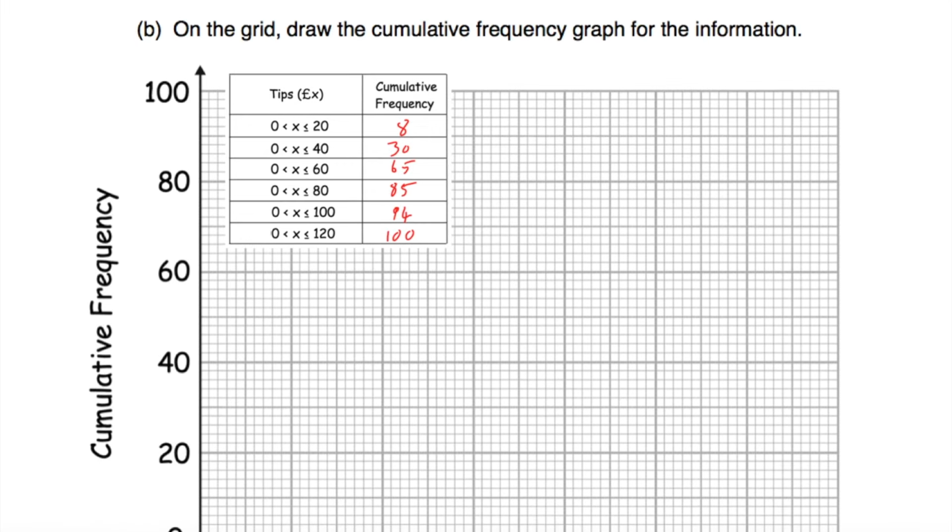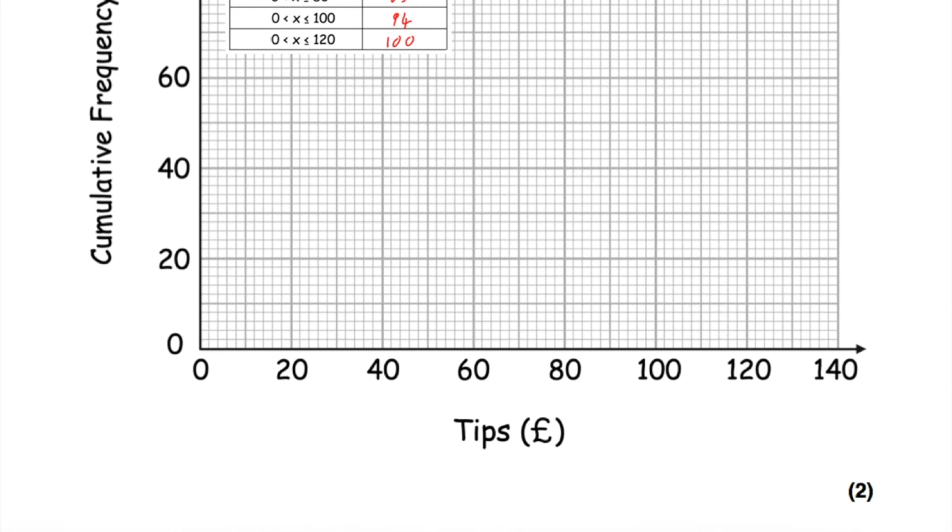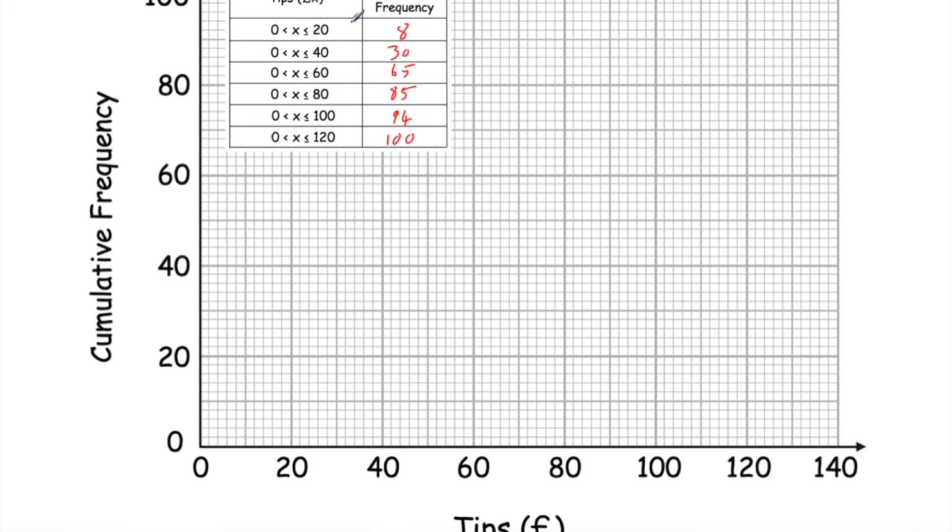So remember, we're going to plot each of these cumulative frequencies at the end of each category. So we're going to go 20 across, 8 up, 40 across, 30 up, 60 across, 65 up, and so on. So 20 across, 8 up. Now in terms of 8 up, we've got from 0 to 20 in 10 little boxes. So 20 divided by 10 is 2. So that means that each of the little boxes is worth 2. So we want to go 20 across and 8 up, so it's going to be 4 little boxes. 2, 4, 6, 8 will be there.